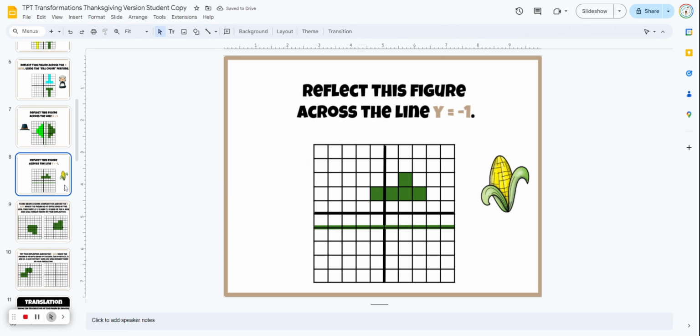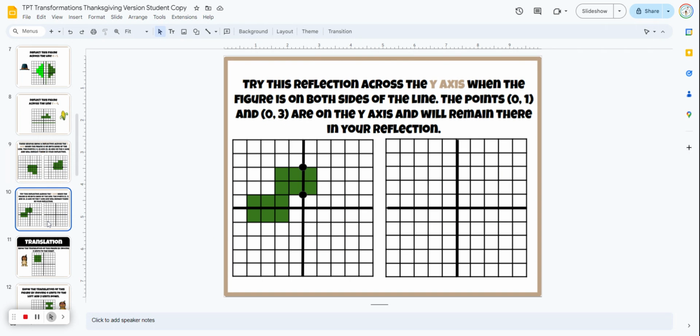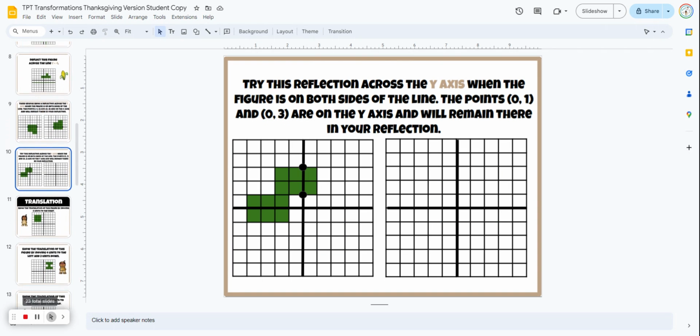Then they're going to be reflecting across the line y equals -1. So in this case, the reflection will be down at the bottom. Then they're shown what to do if they're reflecting across a line and the figure is already partly across that line. So I've put a couple dots here that show that this is going to work like a hinge. So if they take this figure and they flip it straight up on that hinge, this is what it would look like. And students are going to try that with a different figure on the next slide.